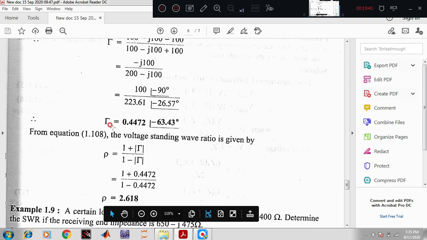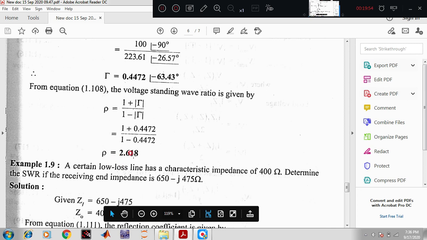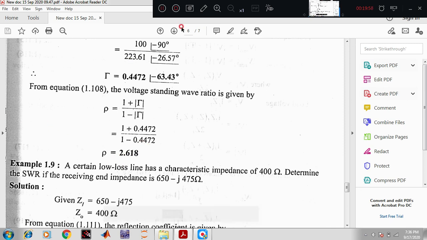So this is the reflection coefficient, and use the relation rho is equal to 1 plus tau over 1 minus tau. Since it is a magnitude, you have to consider only this part, 0.4472. So substitute, and you will get rho is equal to 2.618. So in the next class we will discuss one more example.